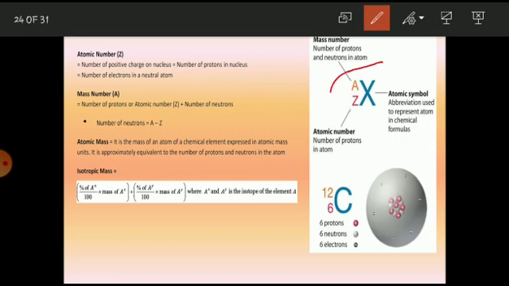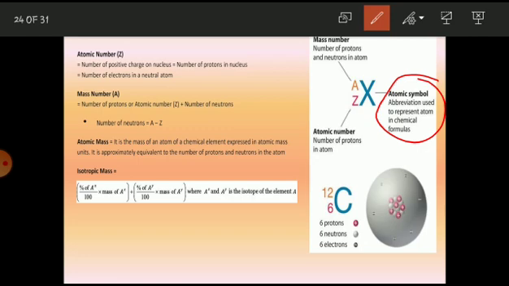We have to represent the atom or the element like this, where X stands for atomic symbol, that is abbreviation used to represent atom in a chemical formula. So there are number of elements present in the periodic table. So we have the abbreviation of each element, like carbon we represent by symbol C, nitrogen we represent by the symbol N, oxygen we represent by the symbol O. So that is the atomic symbol.